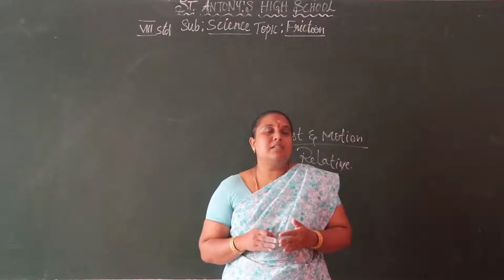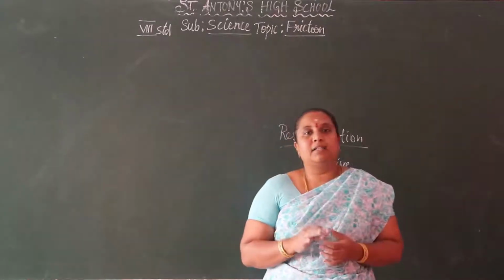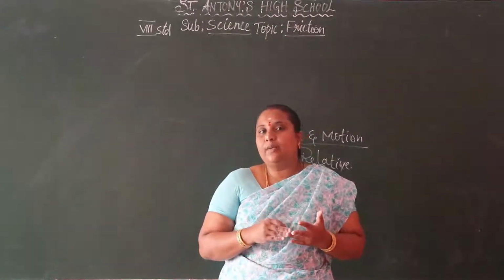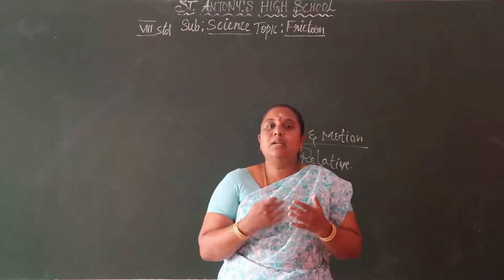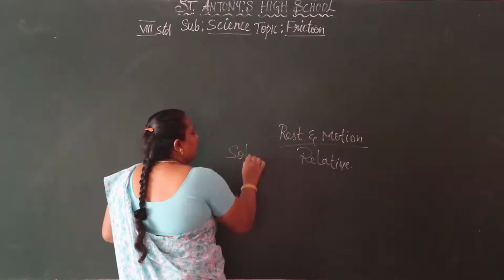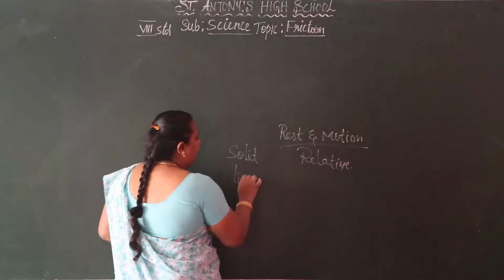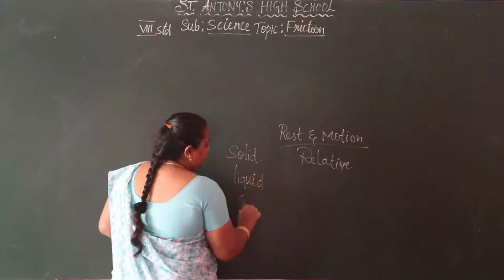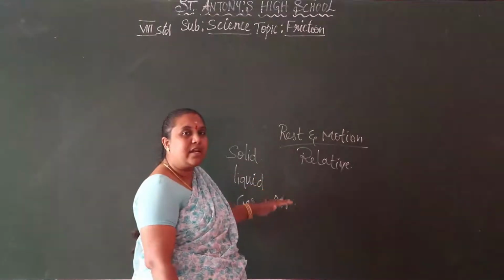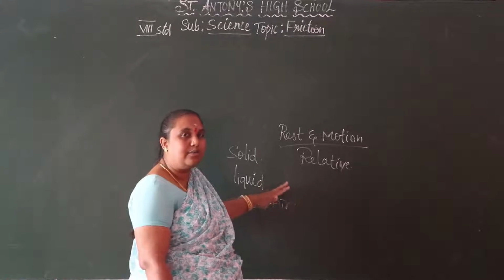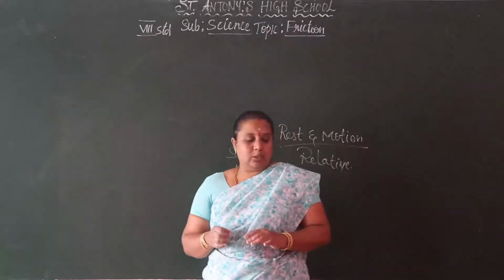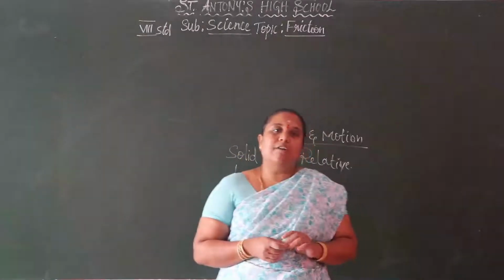All types of surfaces means the states of matter. What are the states of matter? We have three states of matter: solid, liquid and gas. Here we can take solid, liquid and air. Air is also gaseous in form. So in these three states, the surfaces are also in a frictional effect. The surfaces of solid, liquid and air offer the force of friction.